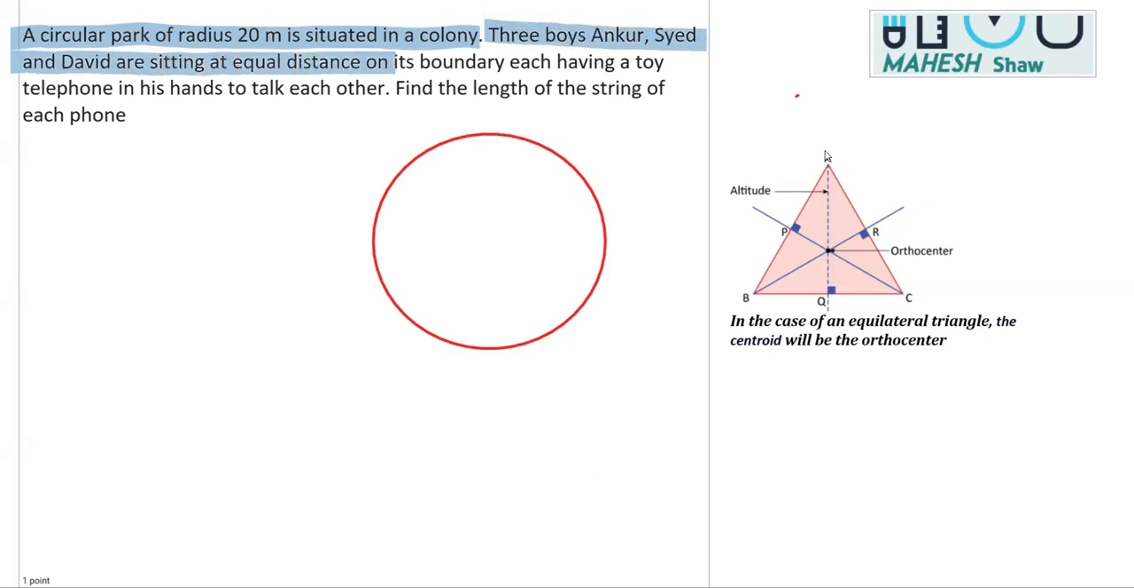They are sitting at equal distance at the boundary, each having a toy telephone in his hand to talk to each other. So what we know here is that they are at equal distance from each other. So I choose 3 points, say this is Ankur, this being Syed, or let's say B only, and this being David. So order does not make any difference. Further, as I can see that they are at equal distance, so I'm joining them. I've joined them.